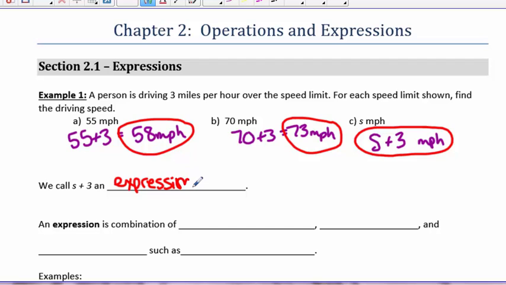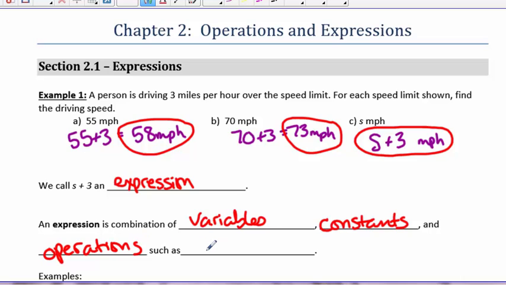And an expression is a combination of variables, so s is the variable, constants, like the 3, and operations. And operations are anything that you might find in the list of order of operations, such as plus, minus, multiplication, division, etc.